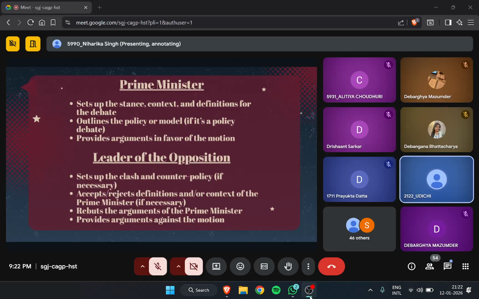And after the PM, of course, it's the LO, the leader of opposition. They have again the LO as well.